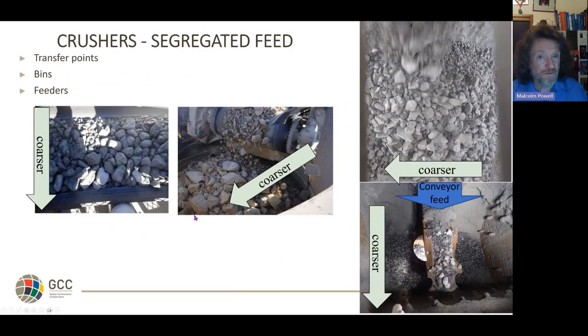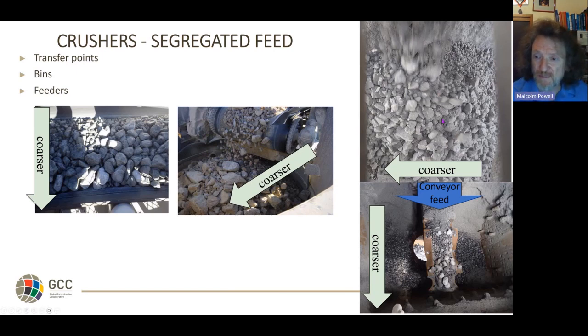Another common area for segregation is at transfer points into a crusher. So here's a feed going into a crusher, and look, it's fine on that end and coarse on this side. So there's clearly a segregation going onto that belt. Here's another one where it's coming off the belt into the crusher. This is a crusher chamber, coarse on one side, fine on the other. Normally you would have a feeder between this. This is quite a small plant, but you might have seen ones like this as well.